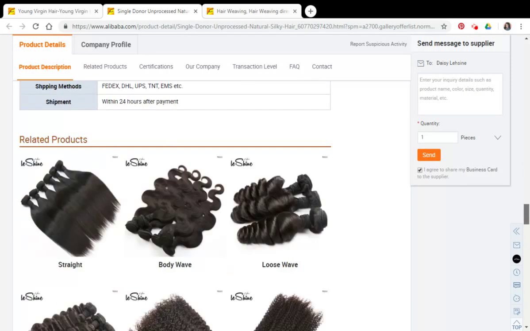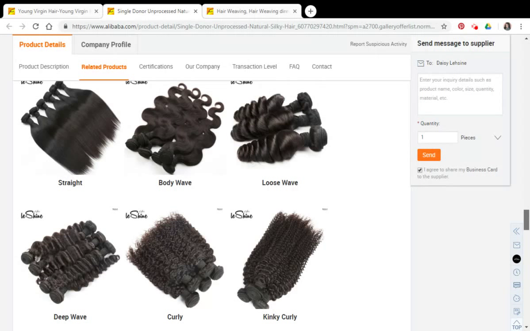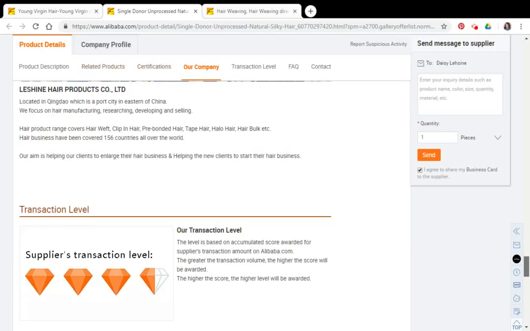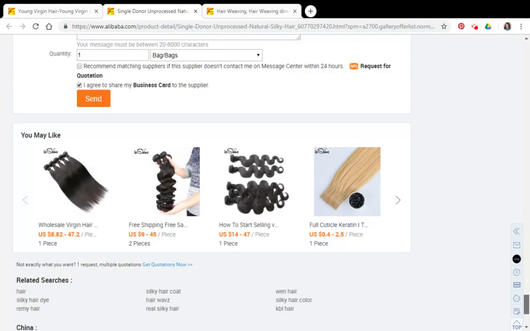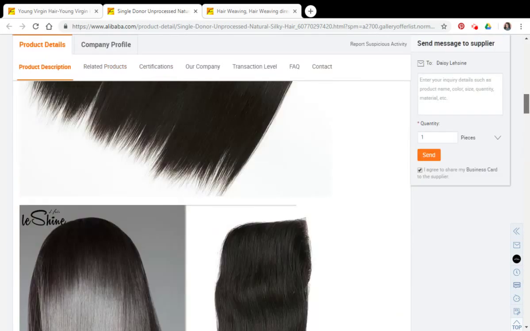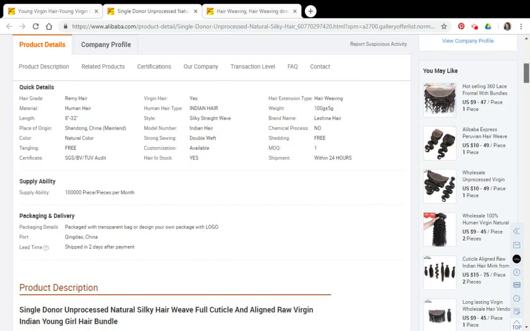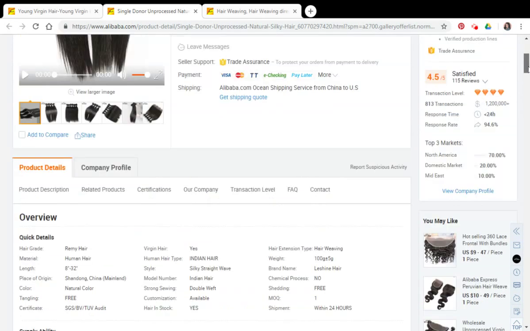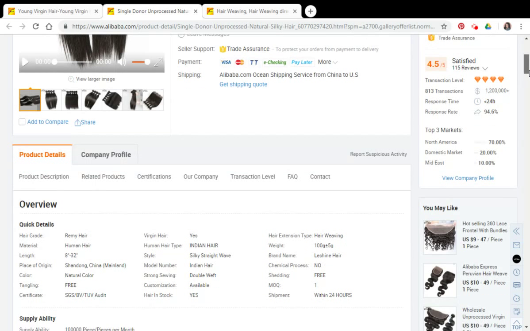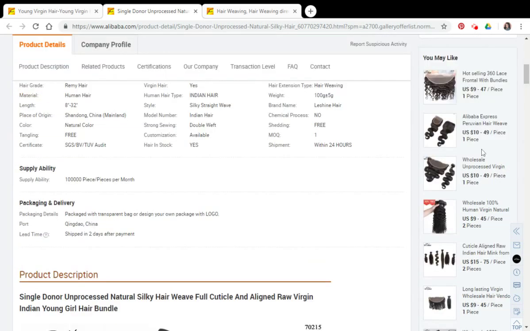Again, the hair is straight, and they have consistency with the way everything's packaged. Okay, it is processed hair, as you can see. So those of you who are looking to sell processed hair, this may be a vendor that you might want to think about purchasing from. Let's see what else they manufacture. I think they also manufacture frontals and closures as well.